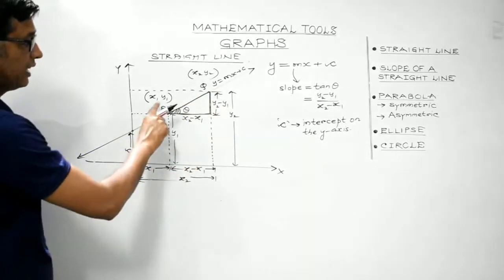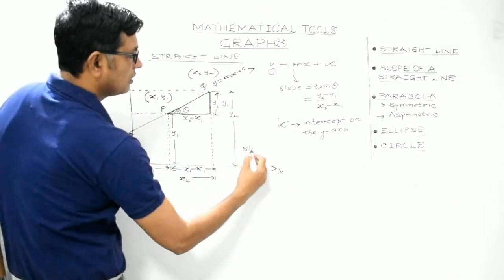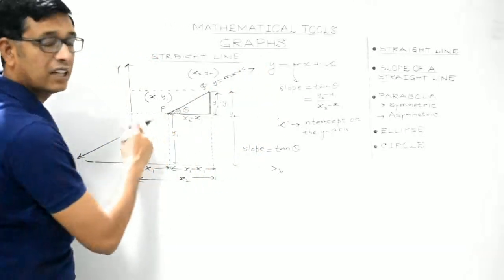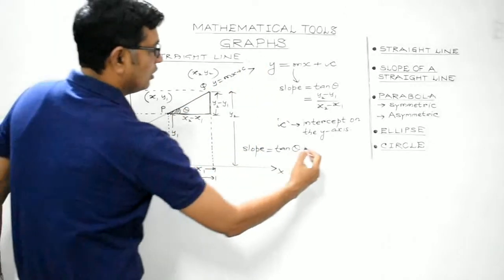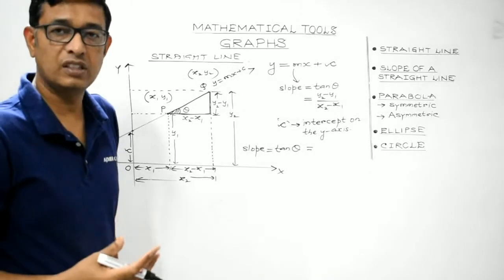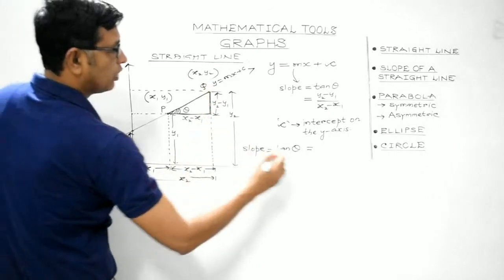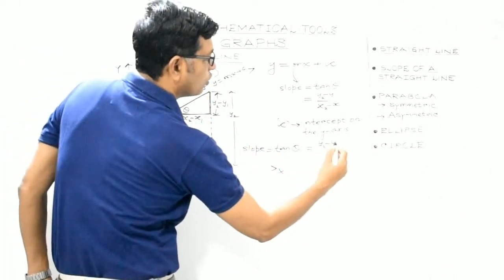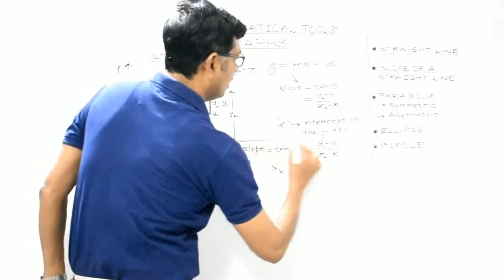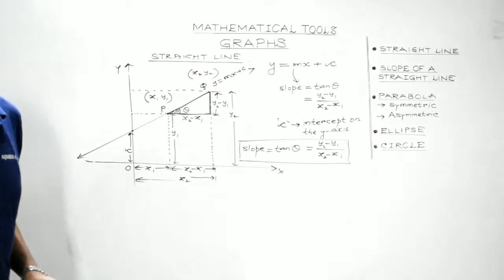Right? So tangent of this angle, that is slope. So slope is the tangent of the angle which the straight line makes with the horizontal. Now consider this right angle triangle and tangent theta. We are aware it's perpendicular divided by base. So what's the perpendicular? It is y2 minus y1, and what is the base? It is x2 minus x1. So that verifies the expression for the slope of a straight line.